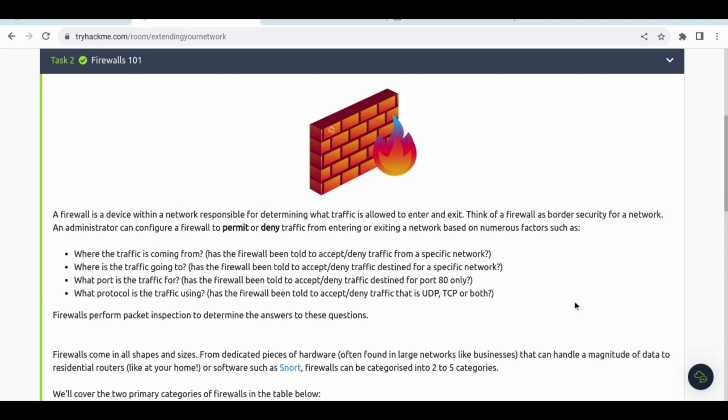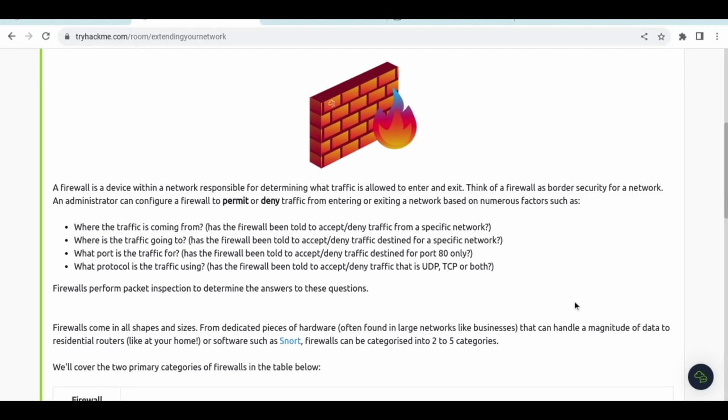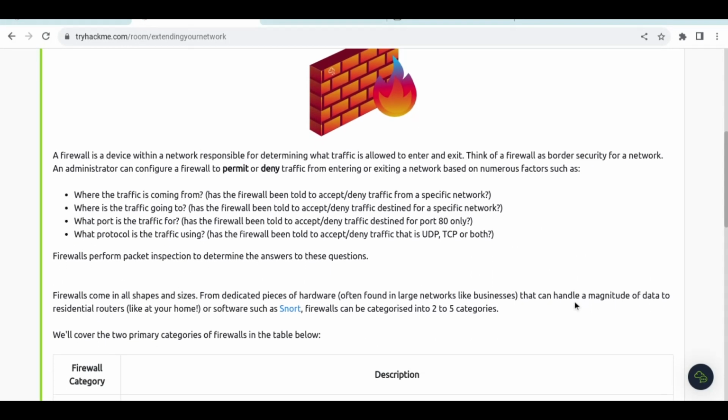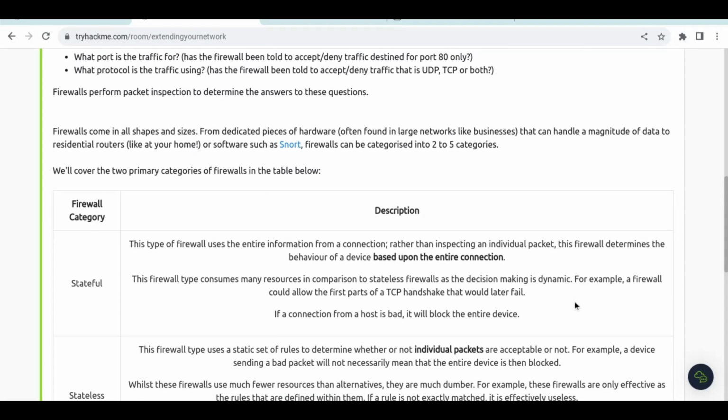Where is the traffic going to? Has the firewall been told to accept or deny traffic destined for a specific network? What port is the traffic for? Has the firewall been told to accept or deny traffic destined for port 80 only? What protocol is the traffic using? Has the firewall been told to accept or deny traffic that is UDP, TCP, or both? Firewalls perform packet inspection to determine the answer to these questions.